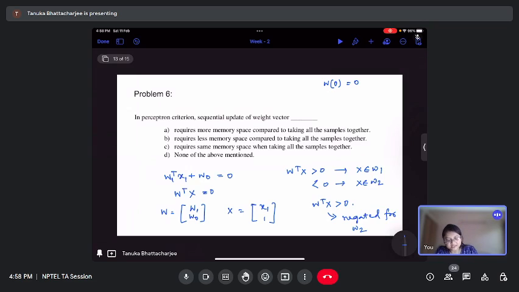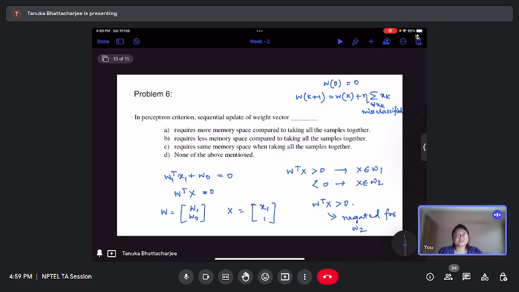So how do you update your weight vector? You do Wk plus 1 equal to Wk plus eta times summation of xk, for all xk which are misclassified. This basically comes from the gradient descent criteria. This is your expression for the weight updation. You keep on doing this until you are correctly classifying all the samples. You keep on updating, and this eta is your learning rate.